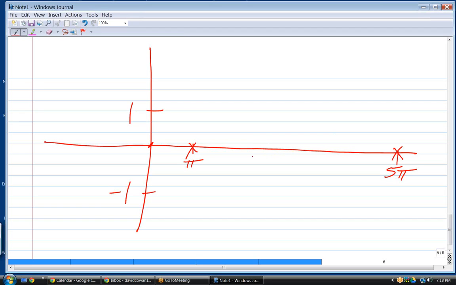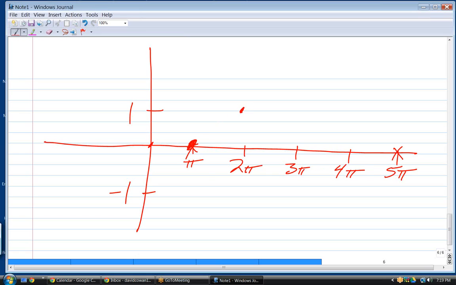The next step to graph this thing is to quarter this thing up. So what are my quarter points between my start and my finish? What is this one right here? 2 pi. What's this one? 3 pi. And what's this one? 4 pi. Okay.